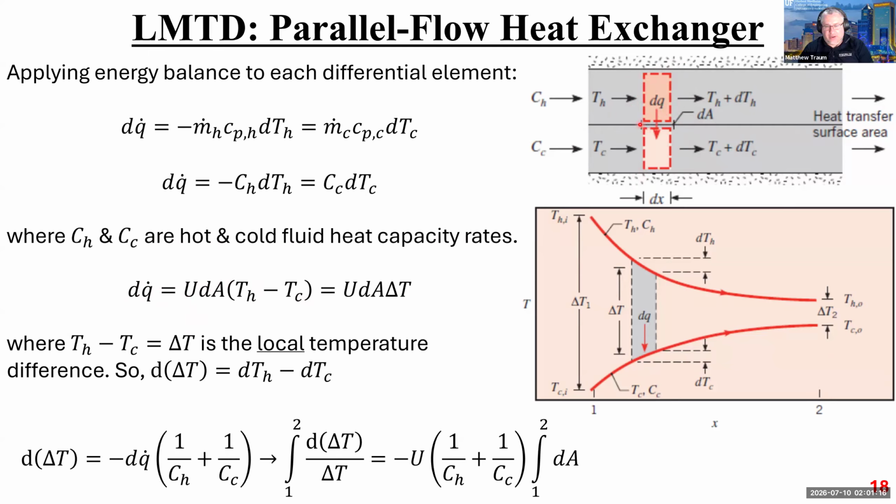dA is the actual area that the heat transfer is crossing through. And then TH minus TC, these are local temperatures, right? So the local temperature at this spot where I'm doing the analysis is what we're talking about here. So I say this is the local temperature difference. So the derivative of delta T is just dTH minus dTC.